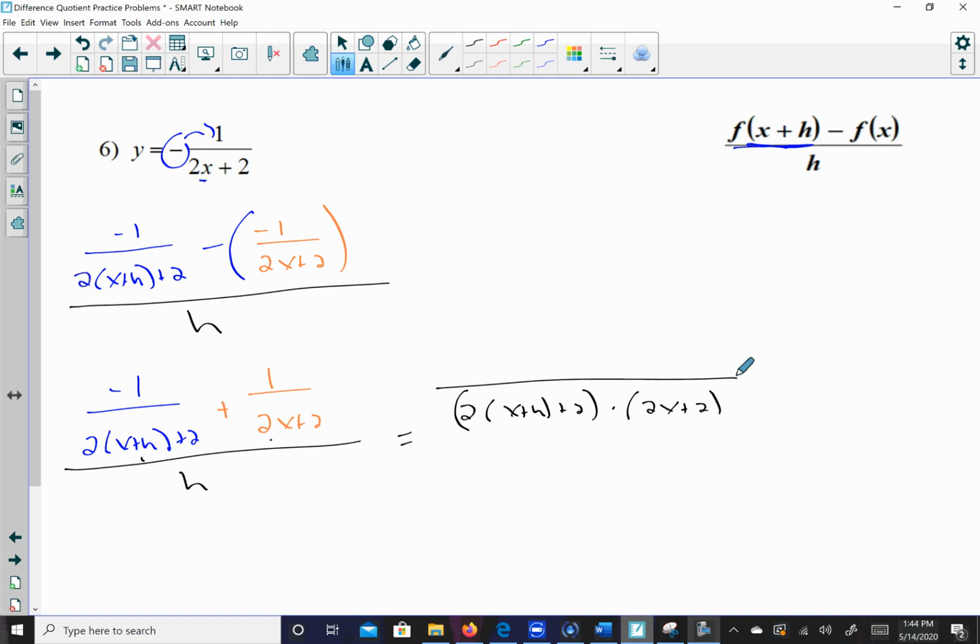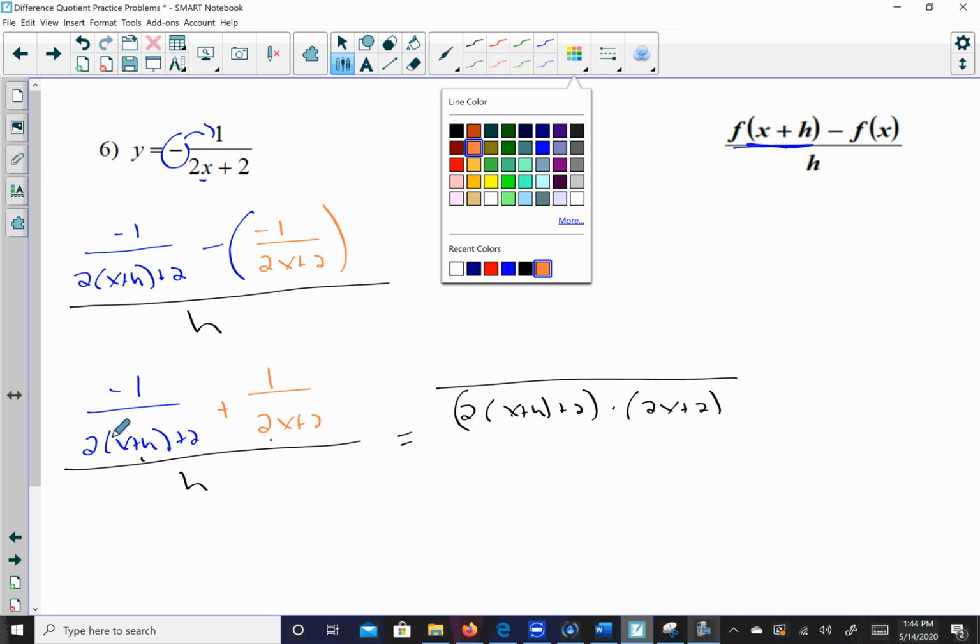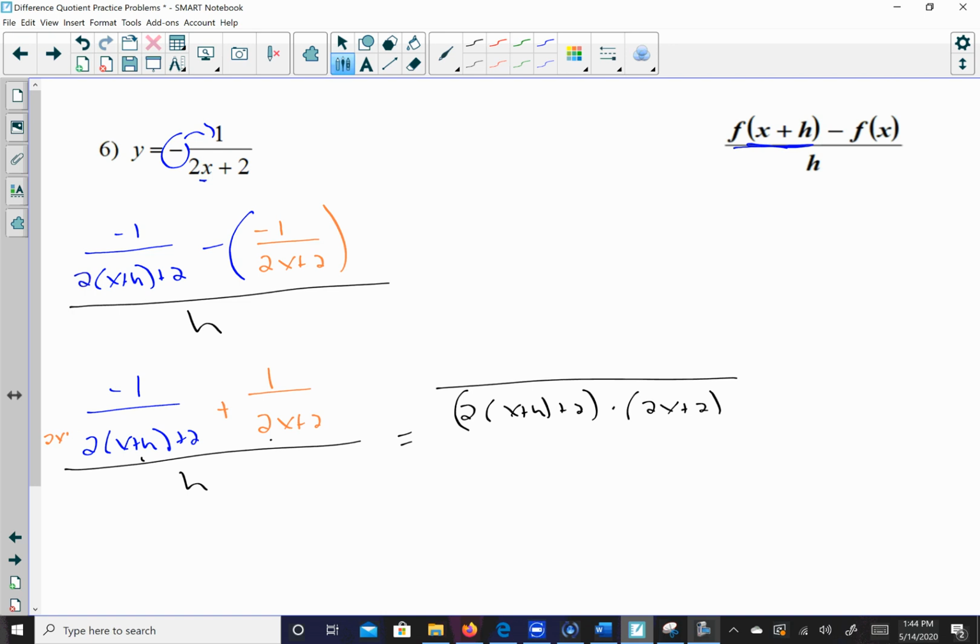In order to get that lowest common denominator, I'm going to have to multiply the blue fraction by this 2x plus 2. So if I multiply my denominator by the 2x plus 2, which now gives me the denominator I want, I have to multiply the numerator by that 2x plus 2. When I do that, I'm going to distribute the negative sign. So I'm going to have negative 2x minus 2.